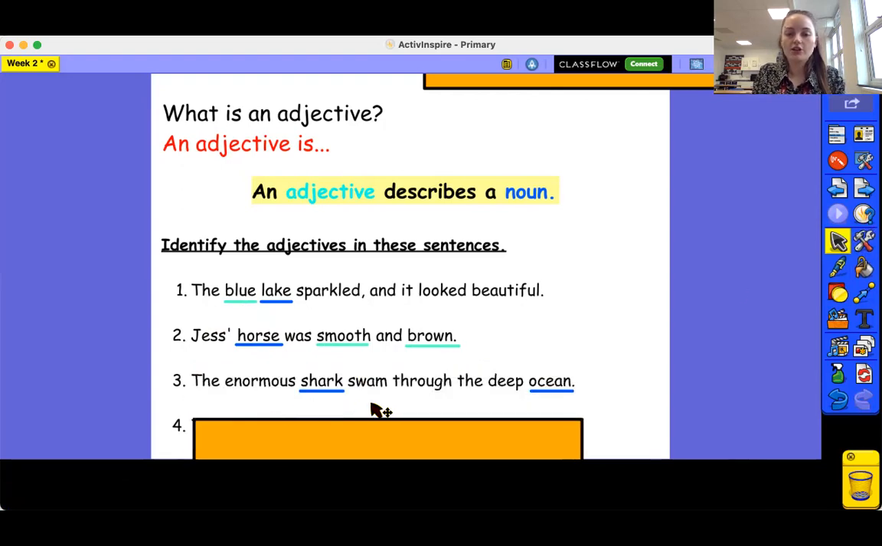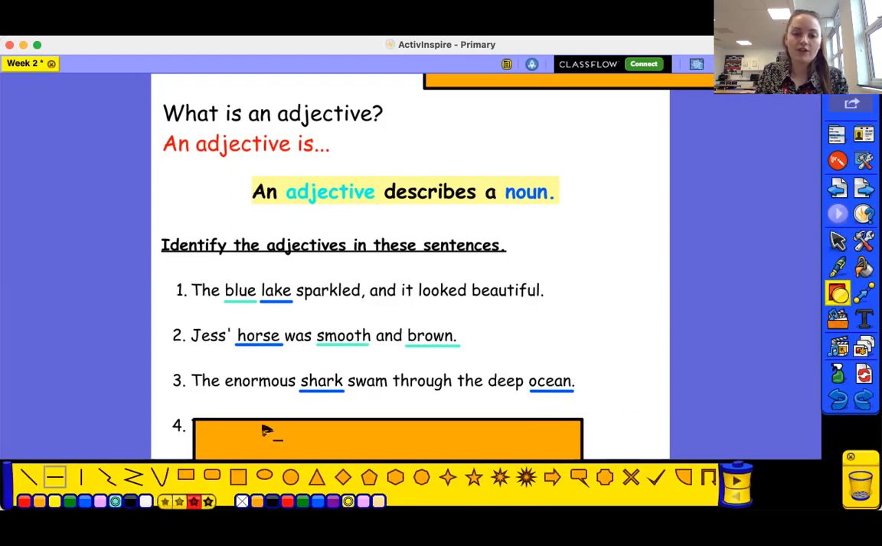The enormous shark swam through the deep ocean. I've underlined my nouns to help us. Let's find the adjectives now. The shark. How is the shark described? Fantastic. Enormous. It's an enormous shark. And what about the ocean? How is the ocean described in the sentence? The enormous shark swam through the deep ocean. Fantastic, the word is deep.